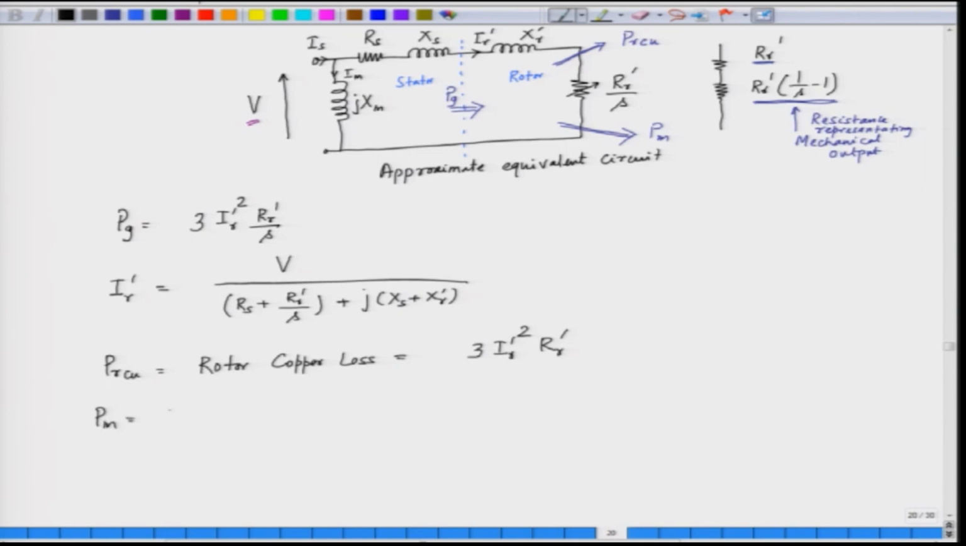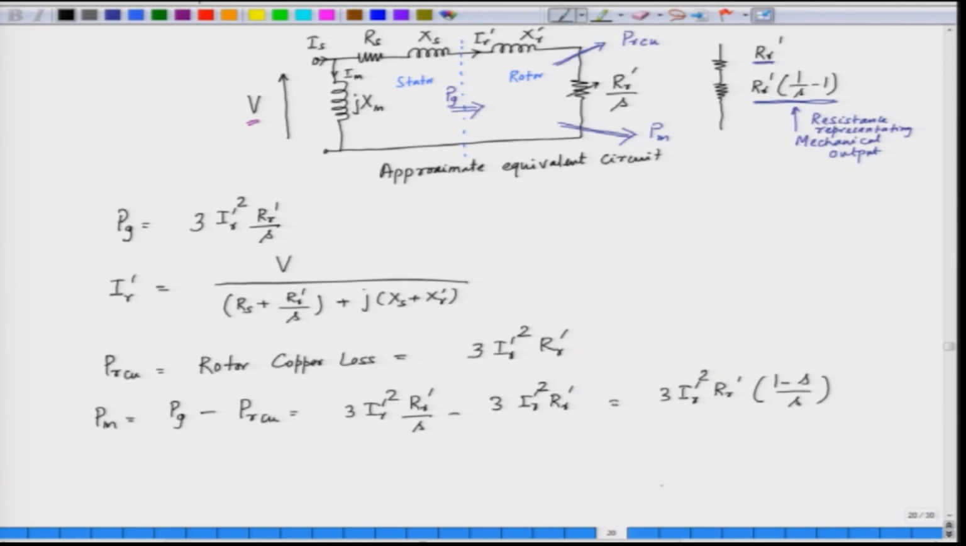P mechanical is equal to the air gap power crossing the air gap minus the rotor copper loss, that is equal to 3 I_r squared R_r by S minus 3 I_r squared R_r'. Now, that is equal to 3 I_r squared R_r' into (1 minus S) by S.